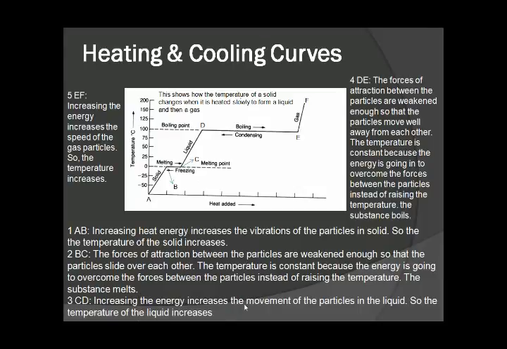Now from C to D, increasing the energy increases the movement of particles in the liquid, so the temperature of the liquid increases. Then from D to E, the forces of attraction between the particles are weakened enough so that the particles move well away from each other. The temperature is constant because the energy is going in to overcome the forces between the particles instead of raising the temperature. The substance boils.